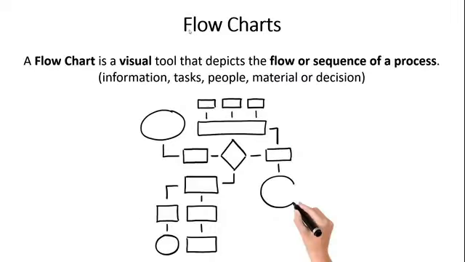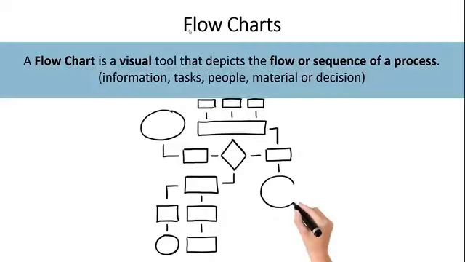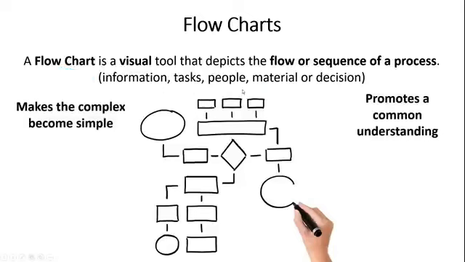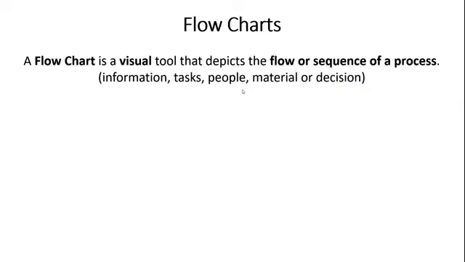All right, so the very first tool is the flowchart. And what a flowchart does is it's a visual tool that helps you depict the flow or the sequence of a process. This could be things like the flow of information or the flow of tasks or material or people or decisions. It doesn't matter. The reason that a flowchart is so incredibly valuable is it makes a really complex process simple, and it promotes a common understanding of a process. Anytime you get more than one person in a room to talk about a process, there's likely going to be disagreement about how the process works.